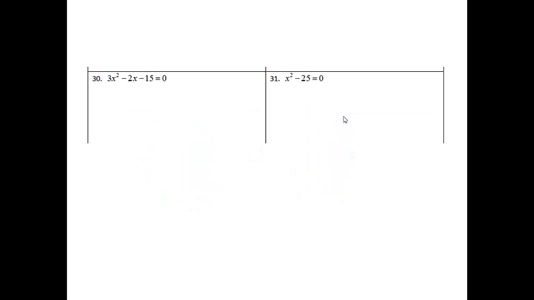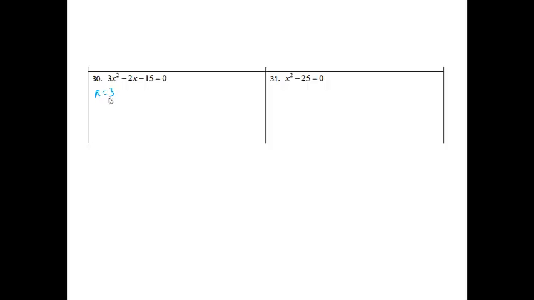Okay, number 30, we've got 3x squared minus 2x minus 15 is equal to 0. I know that if I tried to factor this one, it's not going to factor nicely. If I graph it, it's not going to graph nicely. And sometimes you can tell that if you go ahead and graph it and then notice it doesn't touch at very nice spots. Quadratic formula is actually the best one to use. So I am going to do the quadratic formula.